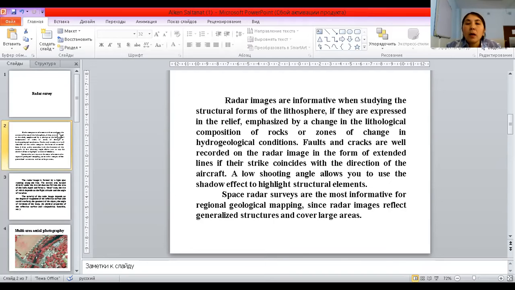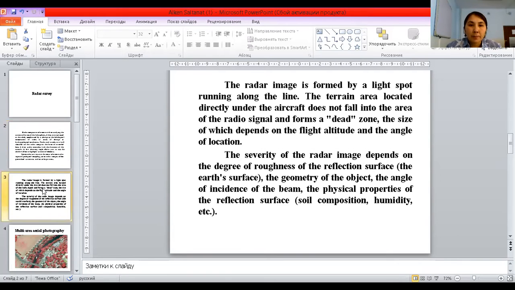A low shooting angle allows you to use the shadow effect to highlight structural elements, and space radar surveys are the most informative regional geological method, since radar images reflect generalized structures and cover large areas.